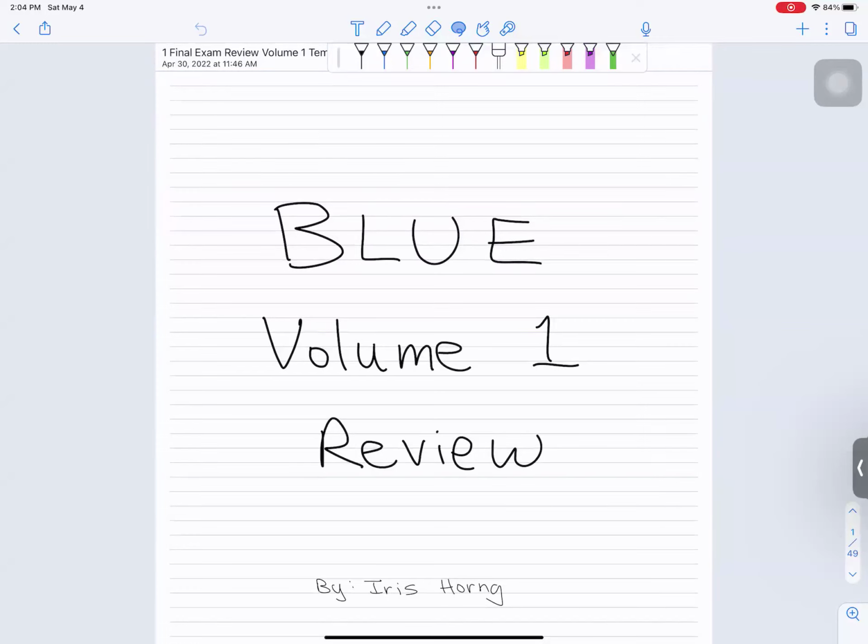The dot product, cross product, lines and planes in space. Like all those, finding equations of planes and stuff, all about curves, matrices, and row reduction. So this was all volume 1 stuff.